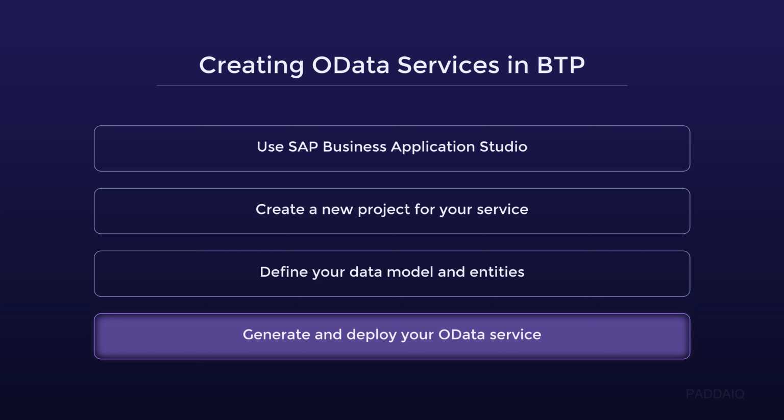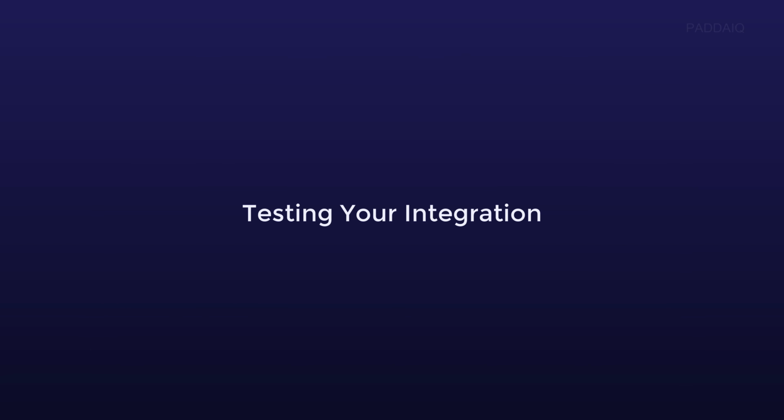Generate and deploy your OData service. This means using tools in SAP BTP to automatically create a service and then make it available for use. For example, you can generate a service to manage product data and deploy it so applications can access the product list. Now your service is live and ready to be consumed by other systems.